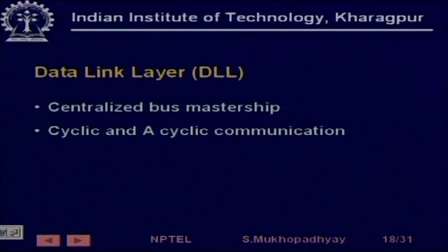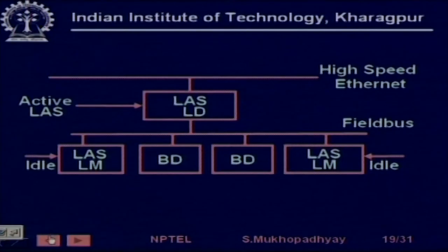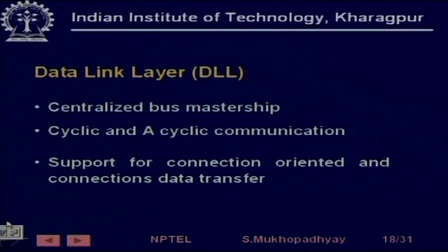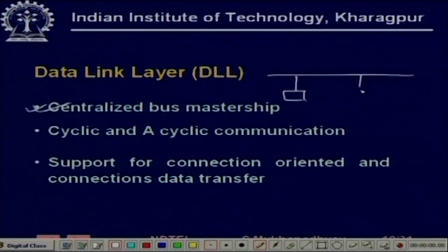So without going into the physical layer, because that involves a lot of electronics, and generally communication electronics, we don't want to get into that in this course. So rather we look at the data link layer. In the data link layer, the features are that you have centralized bus mastership. This is very important to understand, because you are having a bus on which everything is hanging, right?